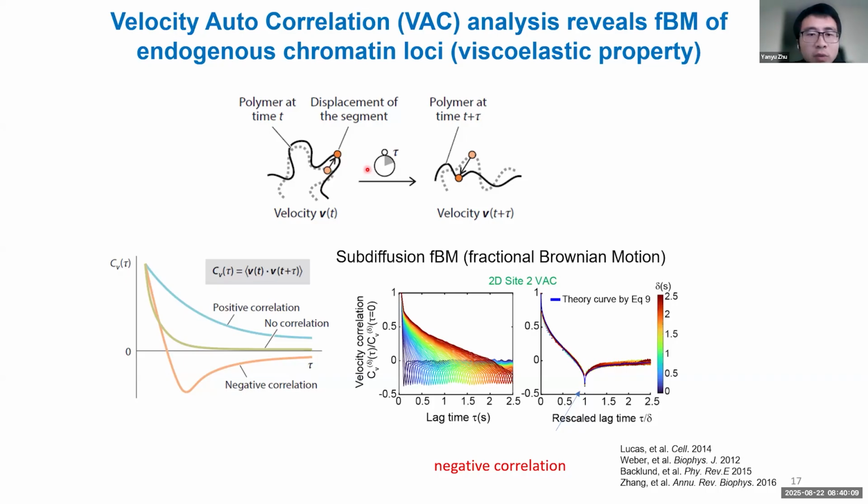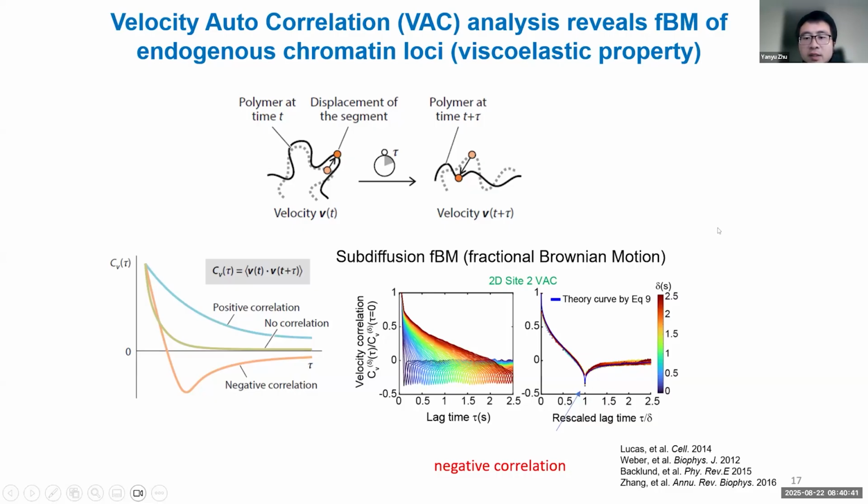Basically, we calculate the velocity at time t, and then we calculate it at a later time, t plus tau, and we calculate how these two velocities correlate for one loci. If they are negatively correlated, they will have a negative peak, and that is exactly what we observed. We found a negative peak for their correlation function.